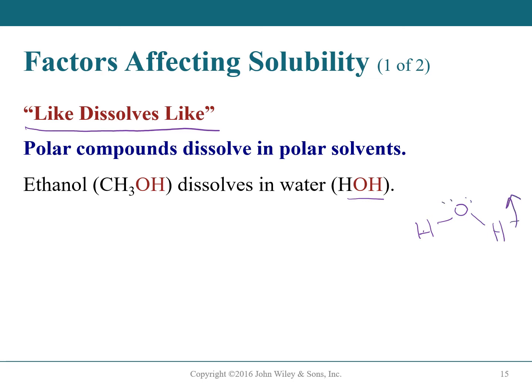Okay, and with the ethanol, actually that's methanol here, we have something like this. So again, we have a polar molecule. Delta plus, delta minus, delta plus, delta minus. They're both polar. They both can hydrogen bond. They both have dipole-dipole interactions, and they can always have their London dispersion forces. So polar compounds will dissolve in polar solvents. So these two are going to be miscible.